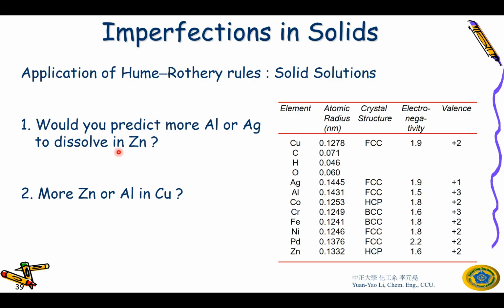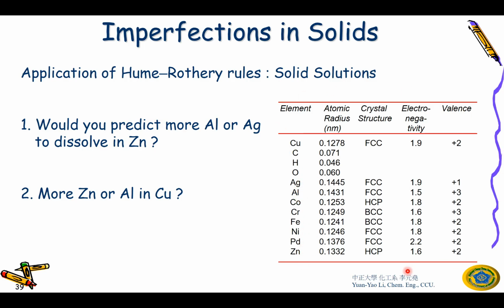So zinc is the host material, and you want to put aluminum into zinc, and you also want to put silver into zinc. And the question is, which one is better to dissolve in zinc? So you need to think of the four factors according to the Hume-Rothery rules, right? The first one is the size. So this is aluminum and zinc, silver and zinc.